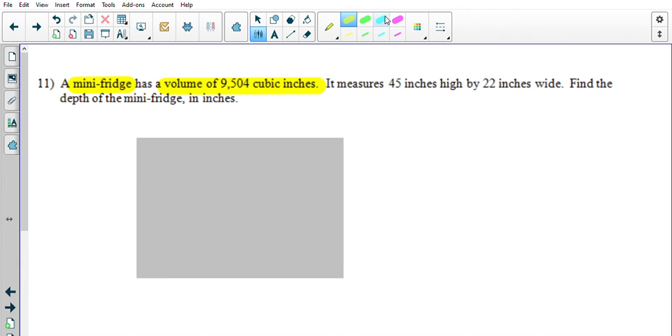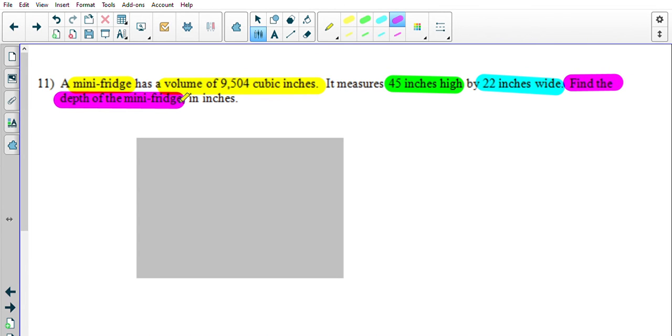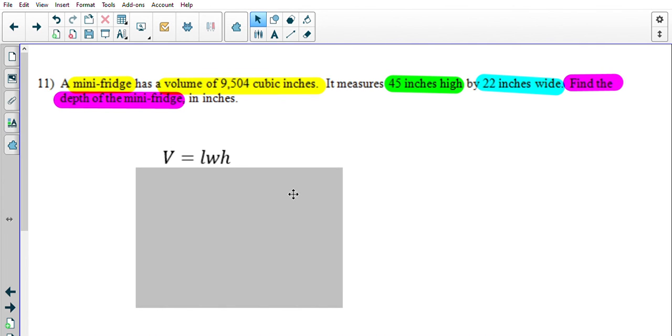It tells you we're talking about volume. We have a height of 45 inches and a width of 22 inches. For this one, we need to find the depth. So basically just the missing value, which we can consider the length. Since we have the height and the width, it doesn't really matter. But we're going to assume this is a rectangular prism shape because we're given both the height and the width. We need to find our missing value here.